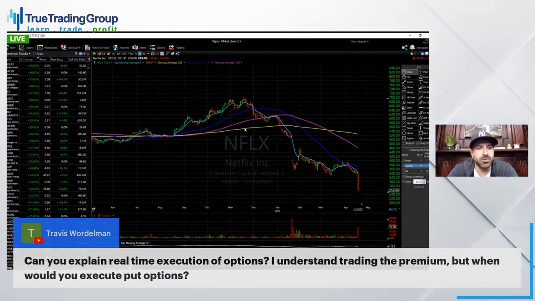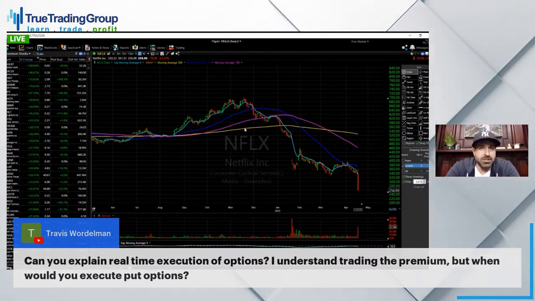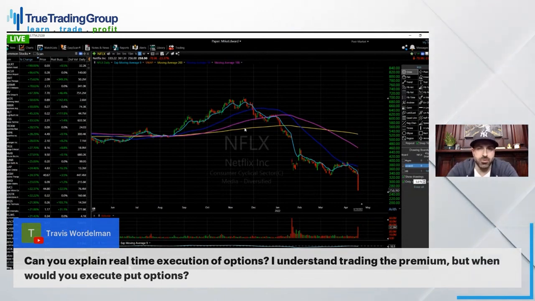Because you said, can you explain the real-time execution of options? I understand trading the premium, but when would you execute put options? I think you're saying, when would you exercise put options? You would want to exercise put options. You understand what a put option gives you the right to do. It gives you the right to sell shares at a particular price at a particular date.